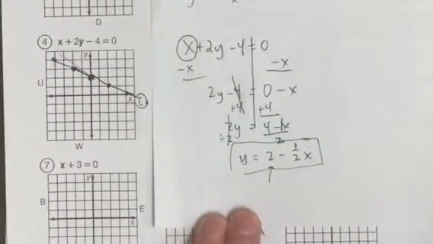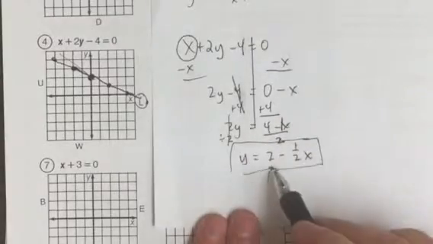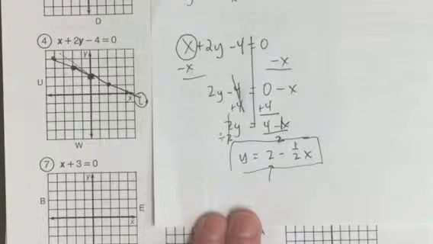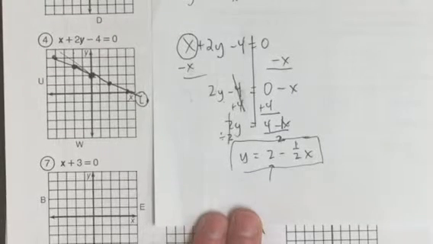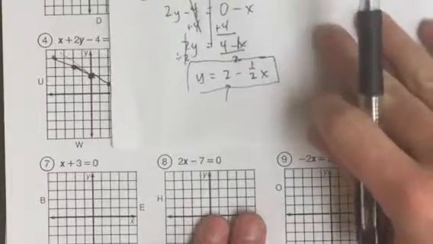Okay, so hopefully you understand what I did. I basically found the y-intercept and the slope by putting it into this format, y equals mx plus b. There are other ways to solve this problem. You could actually pick different values for x and y, and you could solve it that way. I'll show you what I mean for number 8.